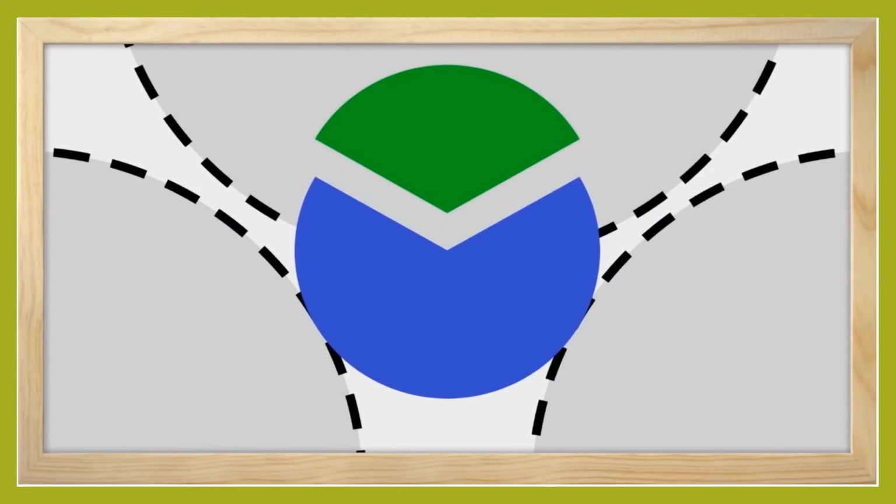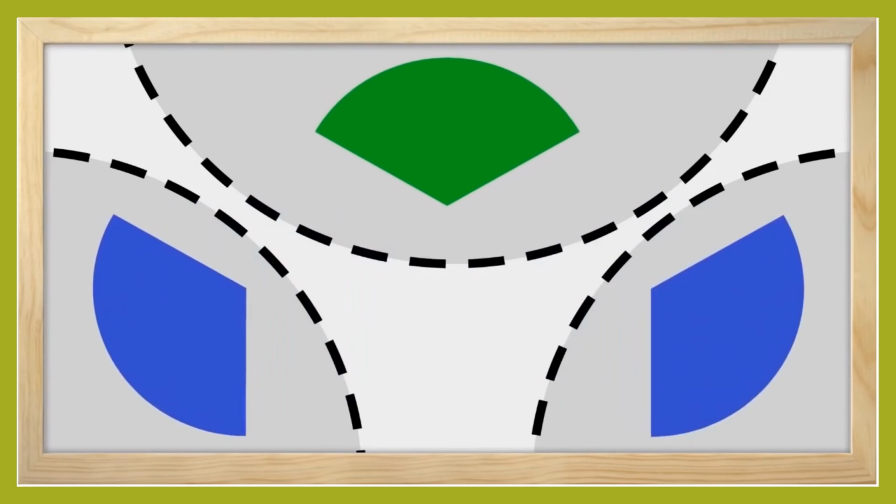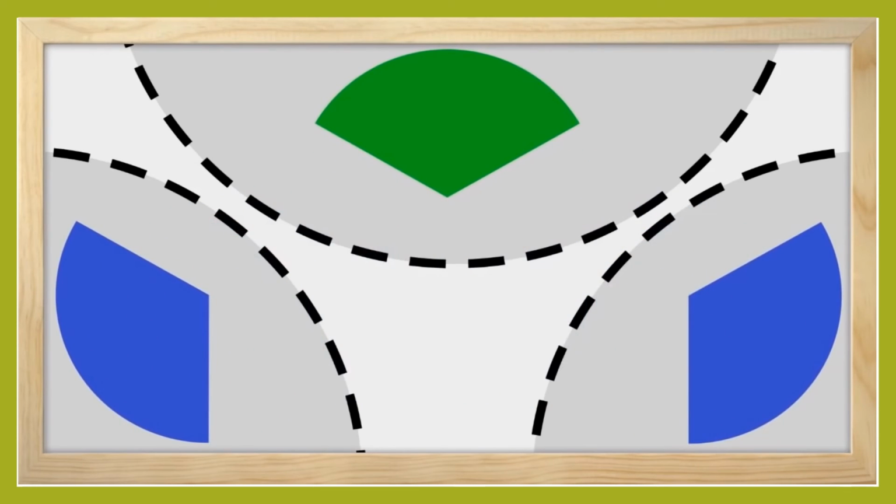A fraction represents a part of a whole. The green part of the circle is mine to play with. I have one of 3 parts of the circle. We call this a third. I have 1/3 of the whole circle.